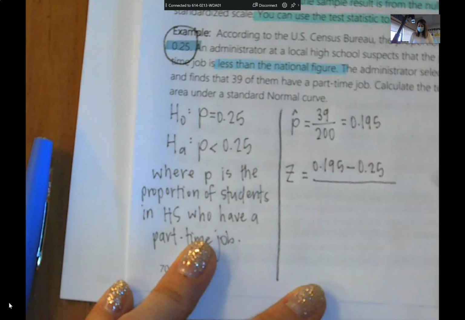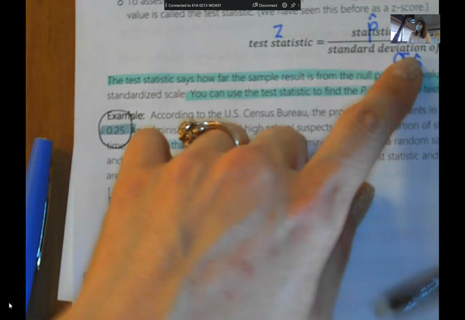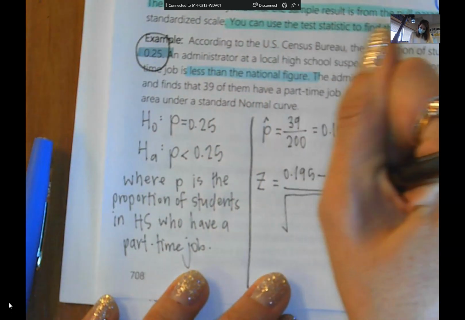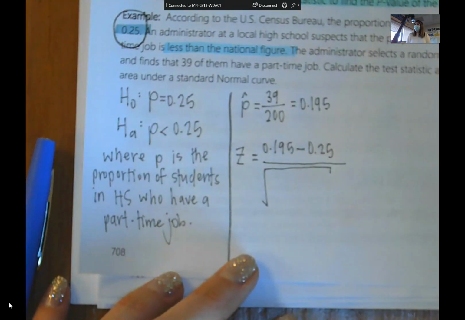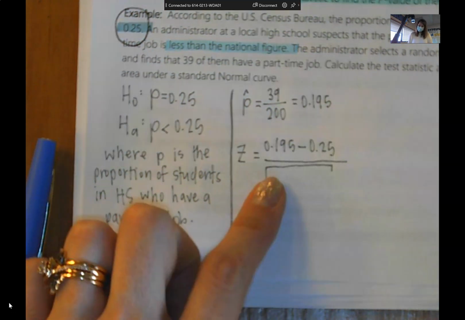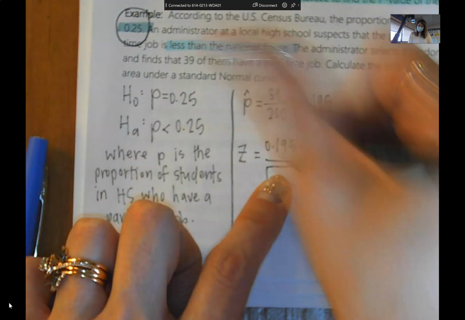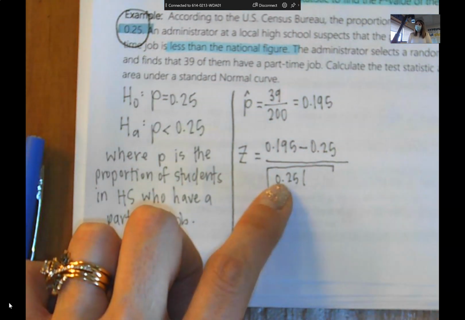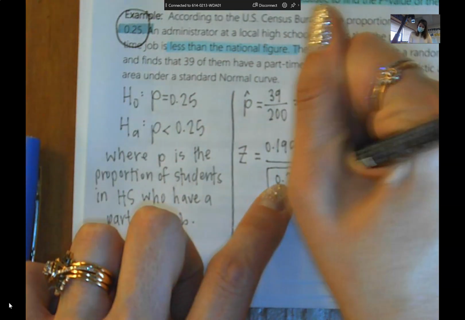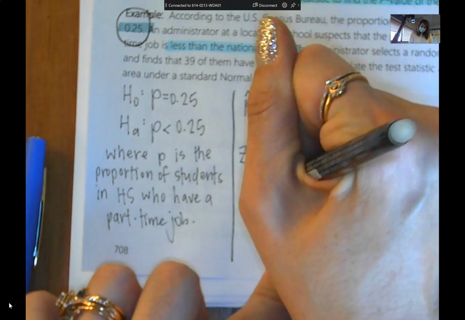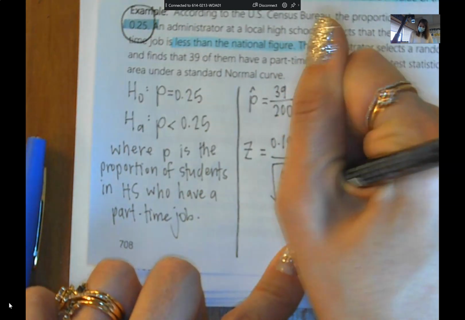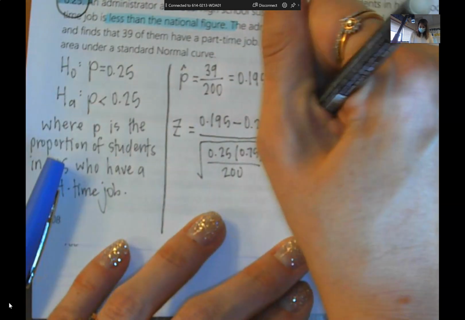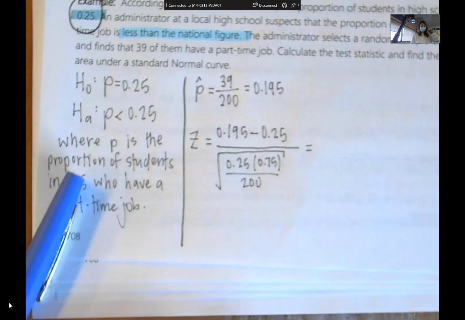Then we got to divide that by sigma sub P hat, which is the big ol' radical. That formula says I take the P from the null, 0.25, times 1 minus P, that's 0.75, divided by 200. I plug that in, and that's going to give me a Z value.